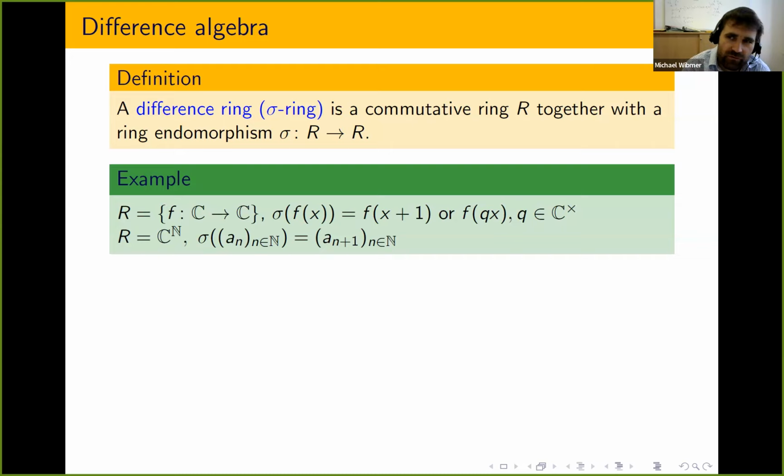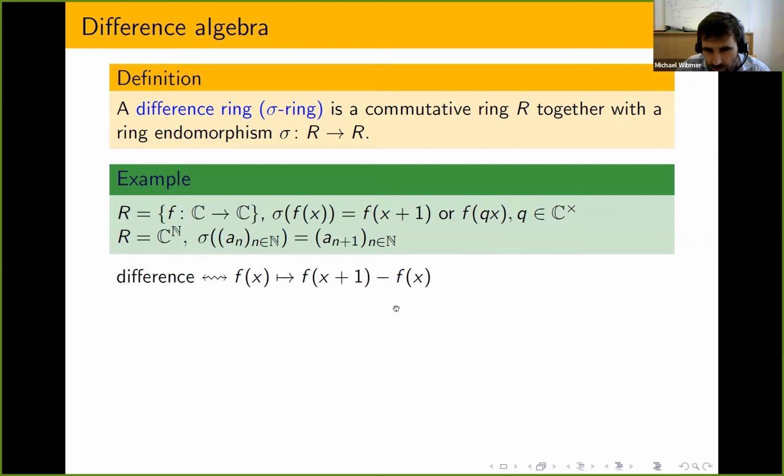Okay. And you may be wondering, why are you calling this a difference ring? Why don't you just call it a ring with an endomorphism, if that's what it is? As far as I know, this naming of difference comes historically from this minus here in this expression.